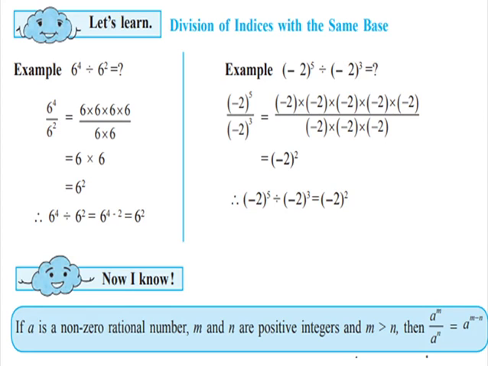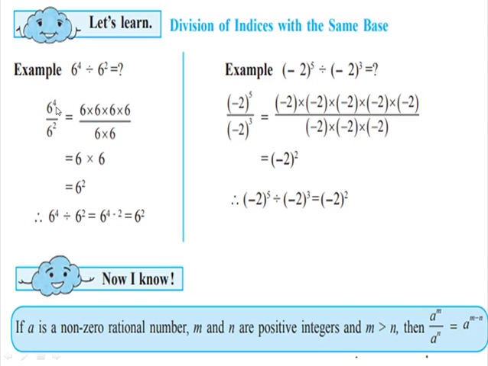Now, division of indices with same base. Let us see some examples. Example number 1. 6 raised to 4 divided by 6 raised to 2. Here if you look at both the index numbers, the base is same, that is 6. Now here it is given using division sign. We can write the same in numerator denominator form. So it is written as 6 raised to 4 upon 6 raised to 2.